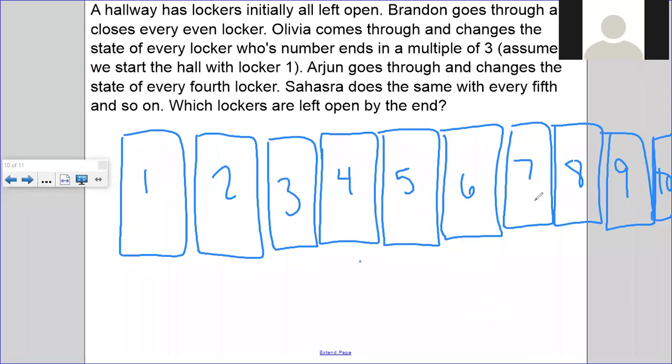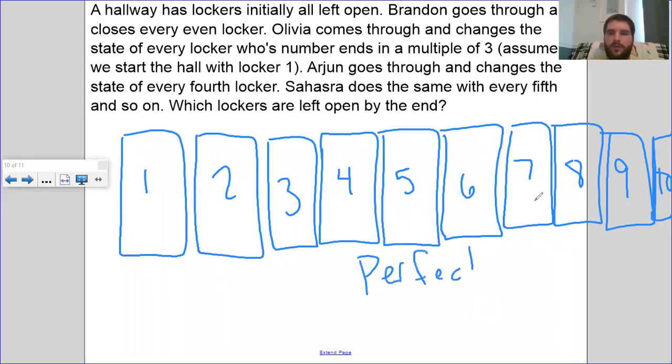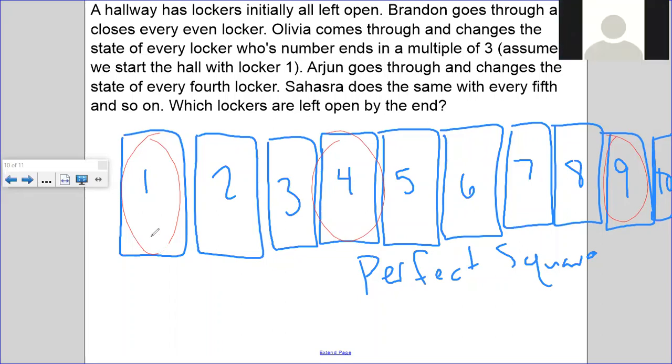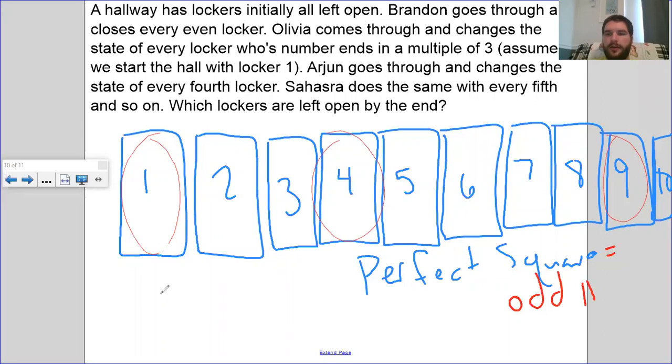So Ishan said all the perfect squares. Why do all the perfect square numbers, 1, 4, 9, 16, so on and so forth, end up being the only ones left open? Because they get changed an odd number of times. So what does that mean about the factors of perfect squares? They have an odd number of factors. And they're the only numbers that are going to have an odd number of factors.